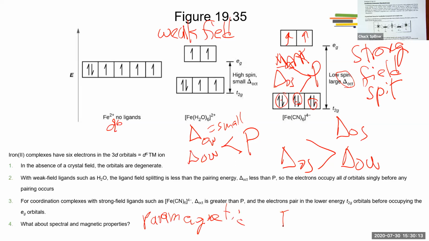and diamagnetic. Paramagnetic are complexes that actually are magnetic. Diamagnetic are complexes that are not magnetic.